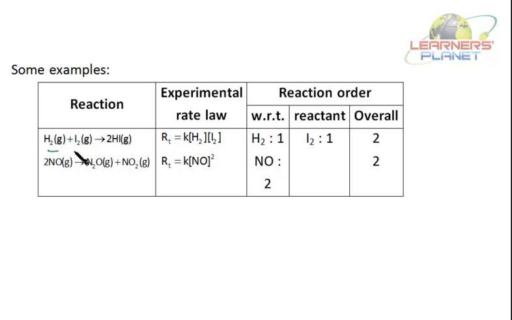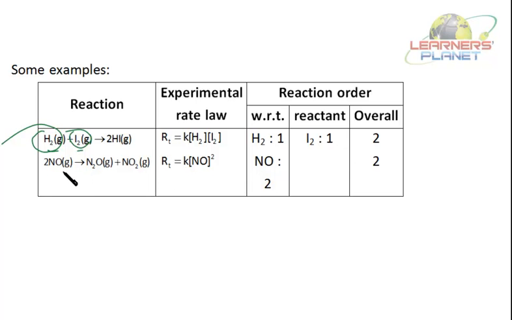See the example: hydrogen combines with iodine forming HI. In this case, the rate of the reaction is affected by the change in concentration of hydrogen (here it is a gas, so we'll be taking the pressure) and also on the change in pressure of iodine. So the overall order of the reaction is 2.